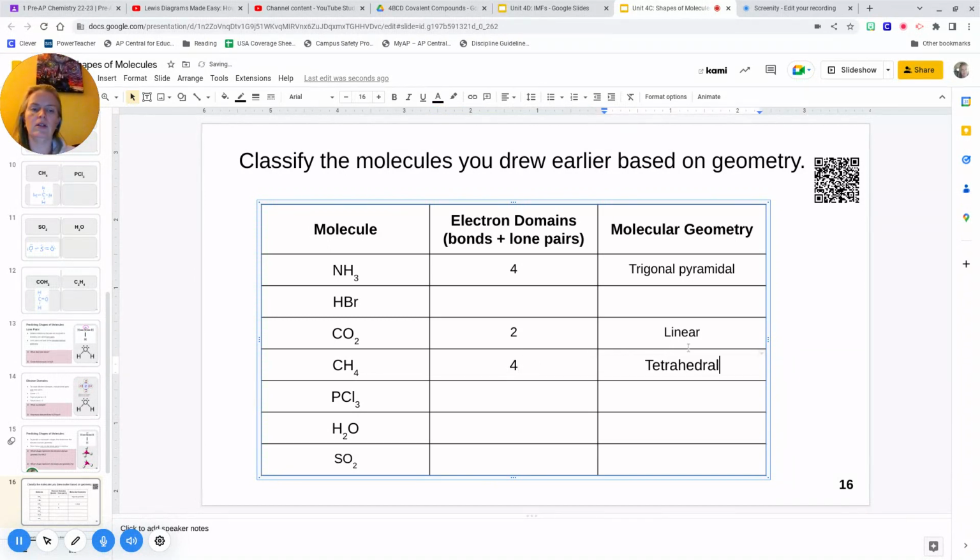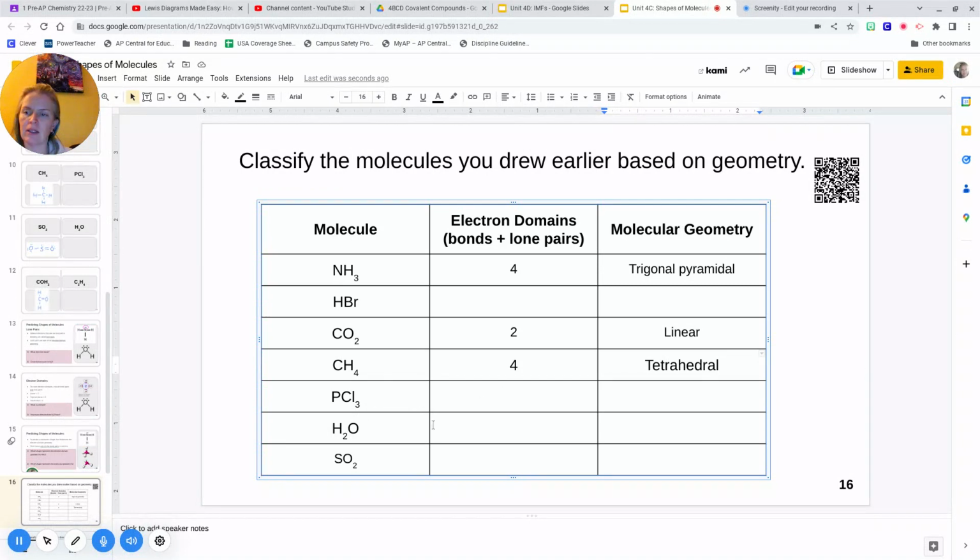Another way that you could determine these is by building them. So if you go ahead and build some of these molecules using the molecular model kits, they should form the shapes that you see here, especially if your models use the right colors and the right number of bonds.